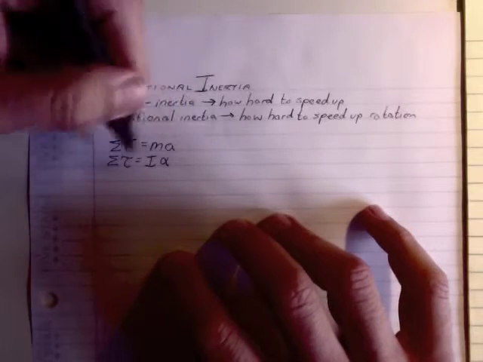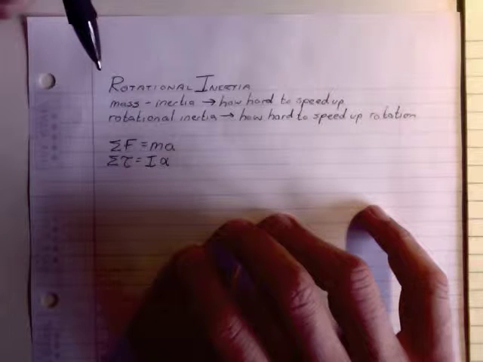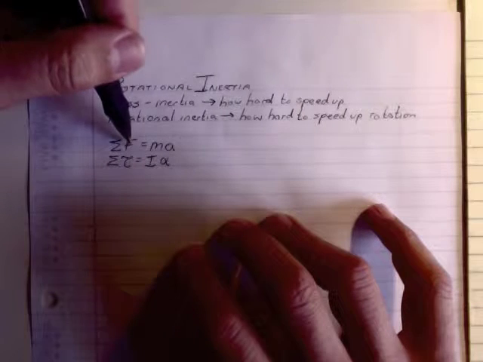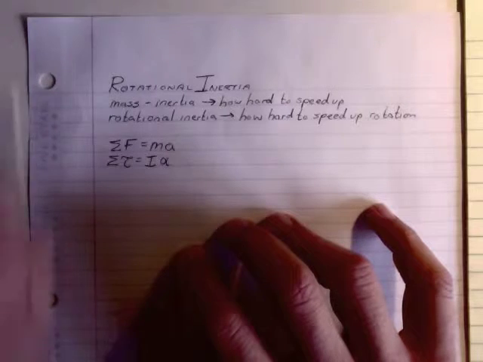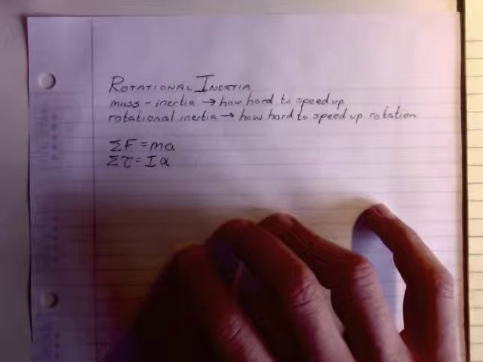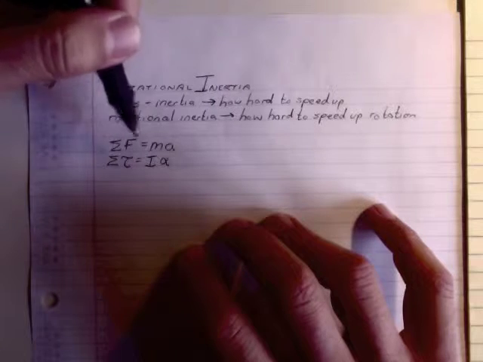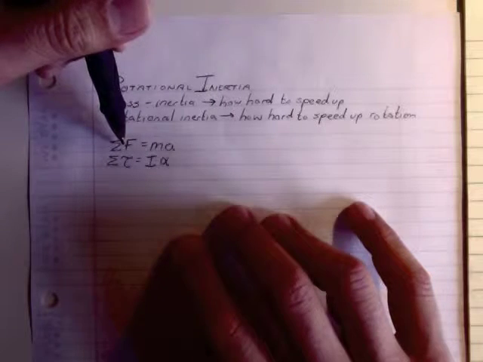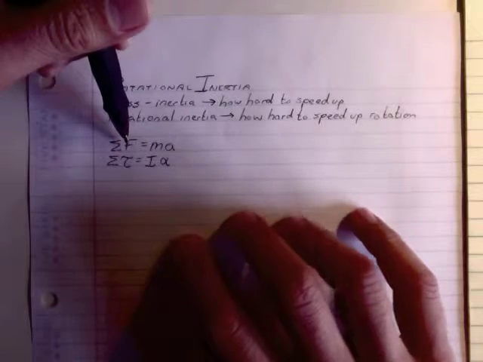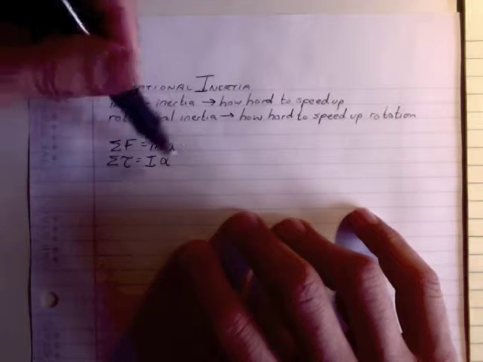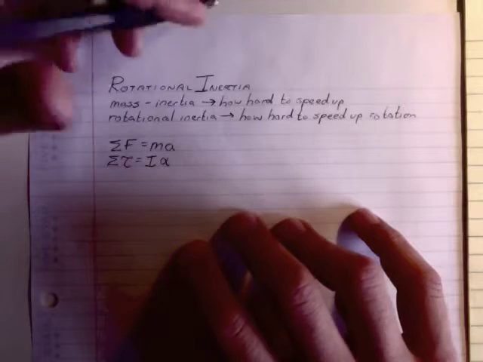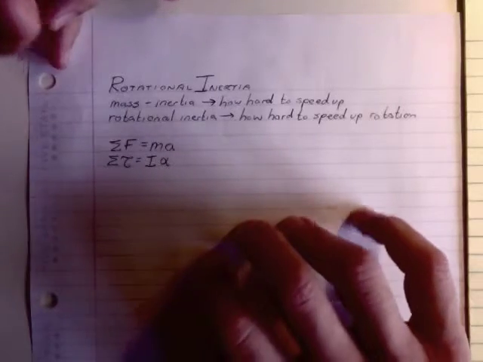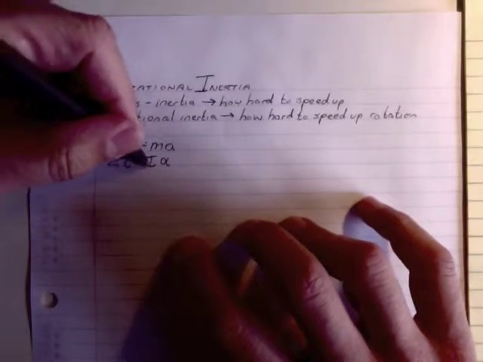We also use this rotational inertia for momentum, just like we use p equals mv linearly. Rotationally, we use L equals I times omega. We also do the same thing with rotational kinetic energy. Kinetic energy is 1/2 mv squared in a line, but when we rotate, it's 1/2 I omega squared. So the equations are very familiar, but we need to use these different variables.